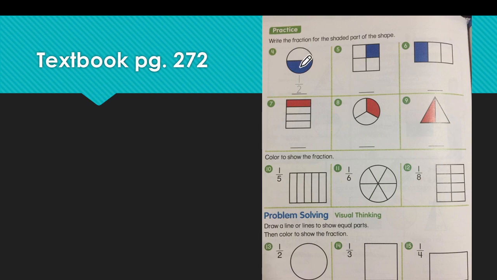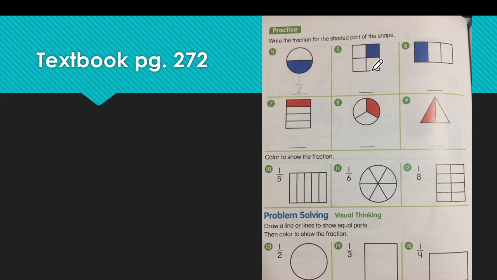Again, you will count how many equal parts make up the shape. 1, 2. Number 2 is written down under the line in the fraction. And how many parts are shaded? Only 1. 1 is written on the top of the line in the fraction.